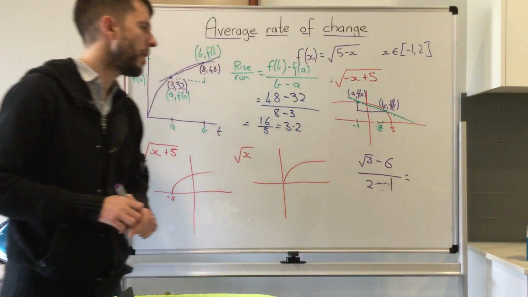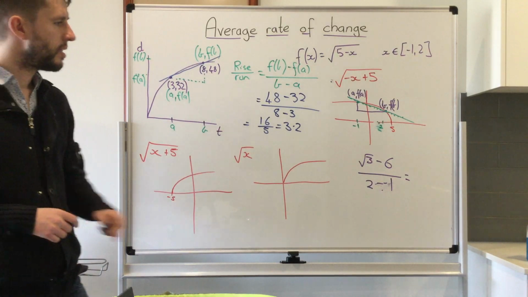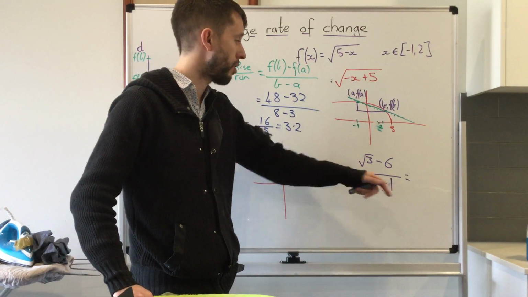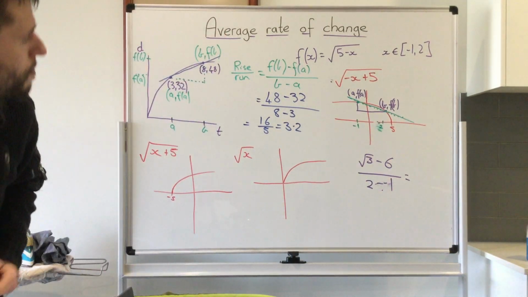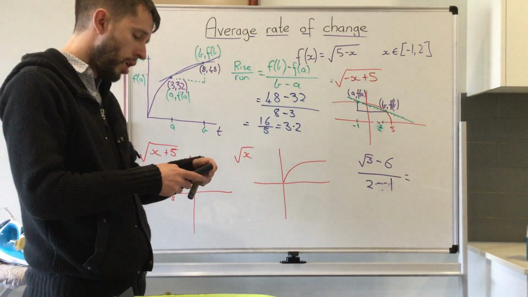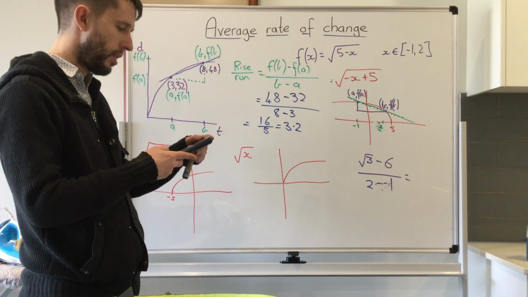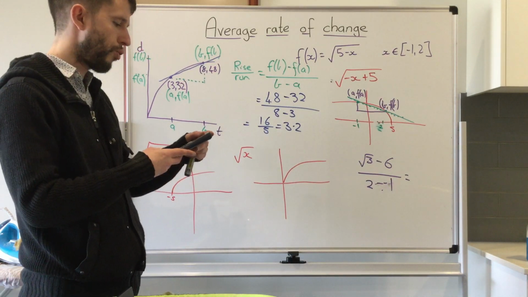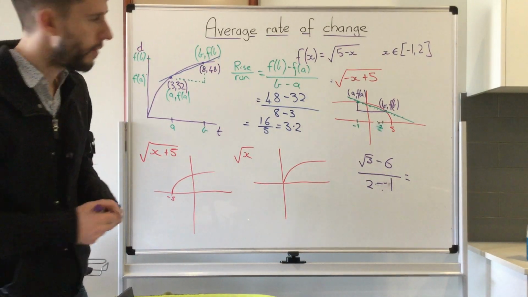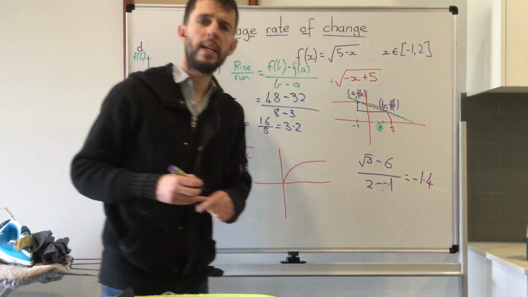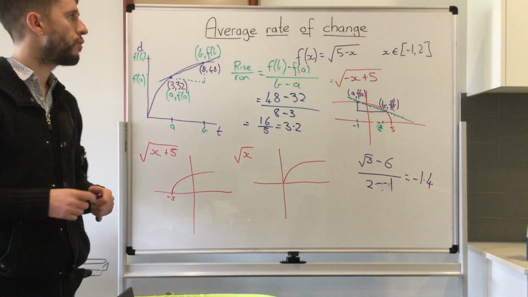So I've got the square root of 3 minus 6, divided by 2 take away -1, so that will be divided by 3. I'm going to use my calculator. Square root of 3 minus 6 divided by 3, -1.4. So that is my average rate of change.